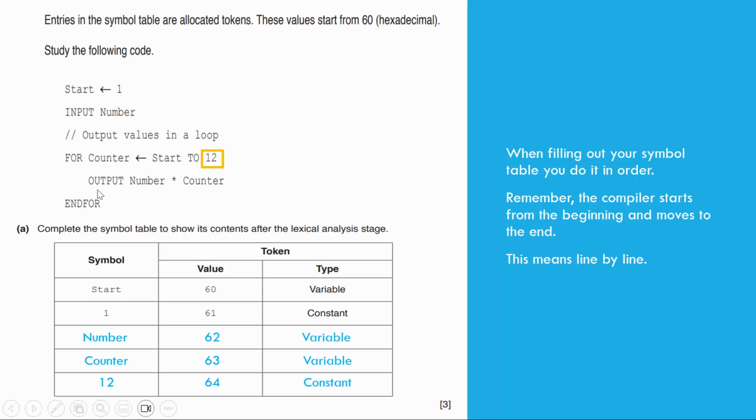What about the rest of it? What about output? That's in the keyword. What about number? We've already defined number. Asterisk, that's in the keyword table. Counter, we've already defined counter. And what about in4? That's in the keyword table. So everything has been defined in this short pseudocode example they have given us.